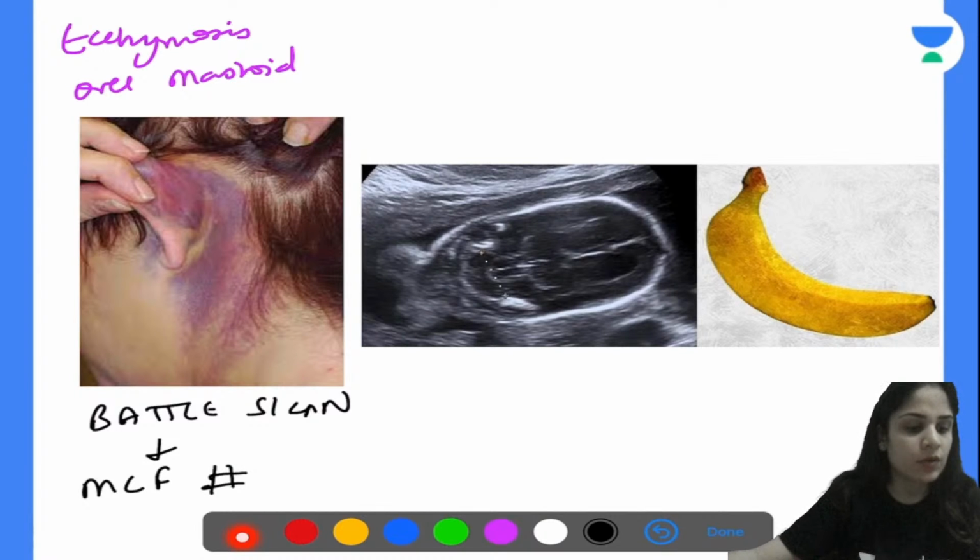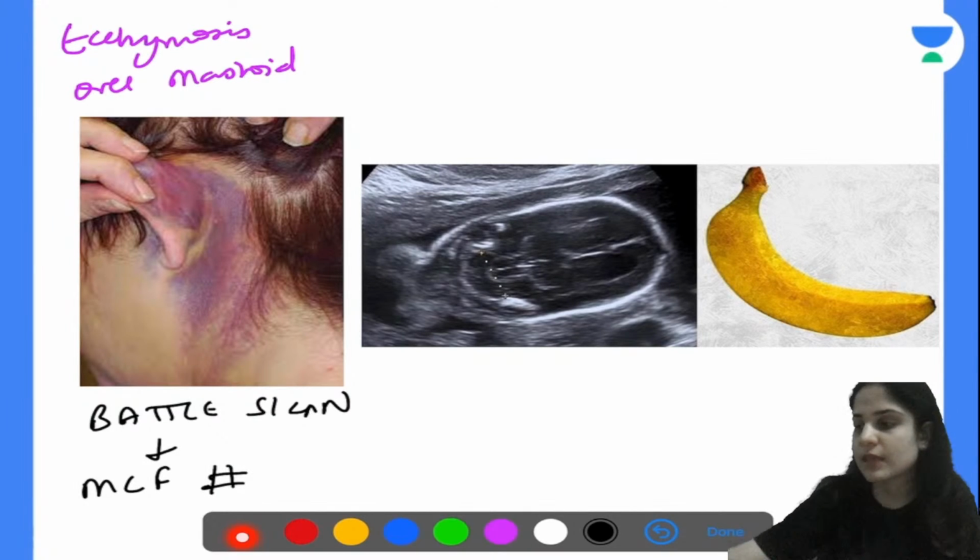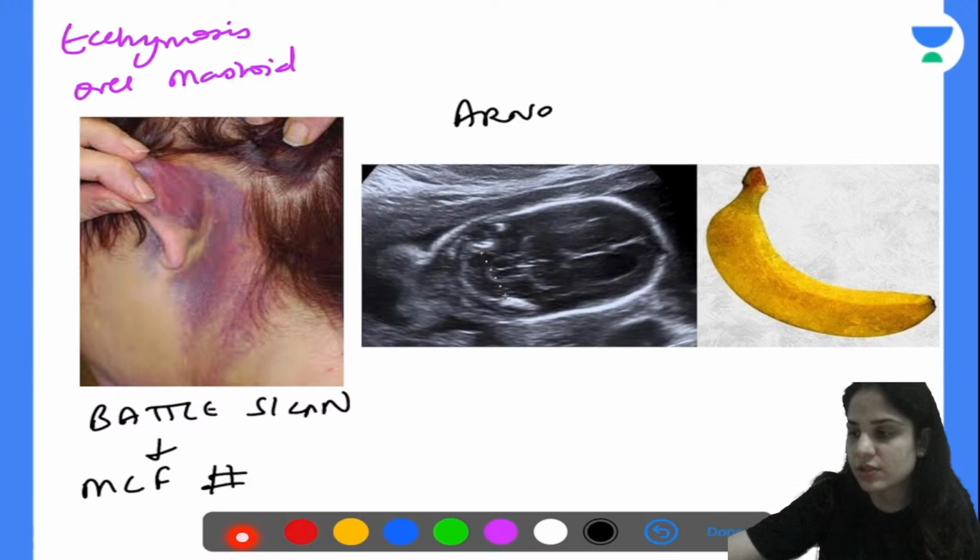Alright. Now, next sign that you see over here is this. So, this is actually an ultrasonographic sign that you see in Arnold-Chiari malformation.